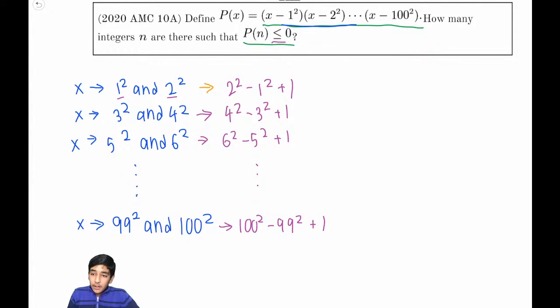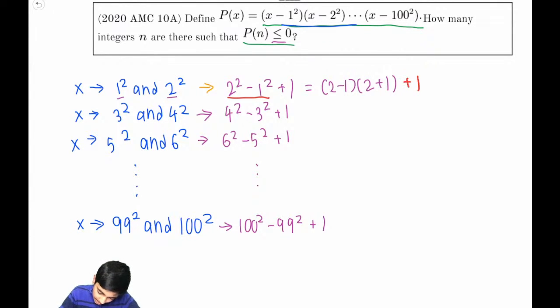So how can we find out the value of this? This is equal to 2 minus 1 times 2 plus 1. Difference of squares. Difference of squares is very useful, so definitely you should know that. Because 2 squared minus 1 squared is 2 minus 1 times 2 plus 1, and then we add 1. This will be 4 minus 3 times 4 plus 3 plus 1. Right? Because we're just doing difference of squares again.